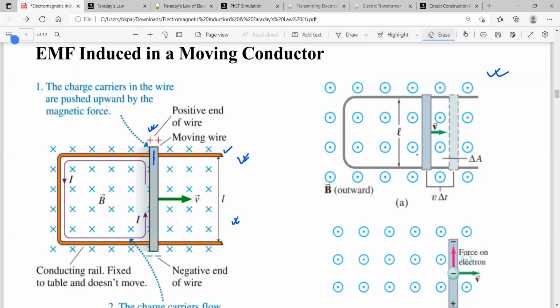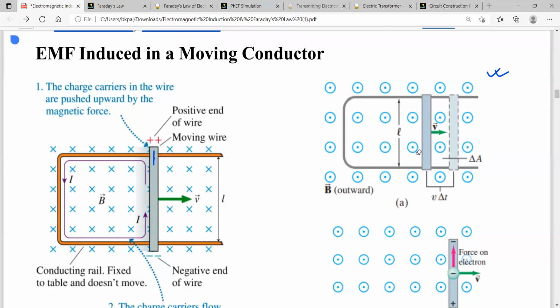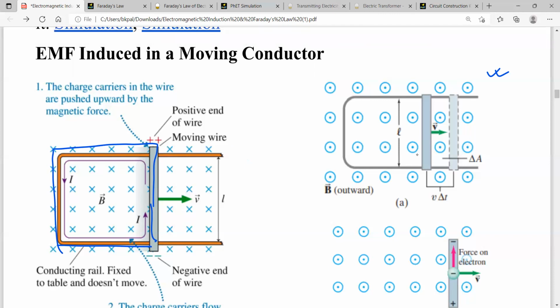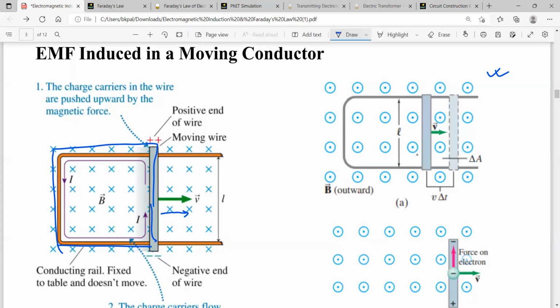Okay, all right. Now here the area of a loop is this one. So this is the loop of area. So this is our loop. Okay, so this is the area. Okay, now if I move this conducting rod in this direction, the new area is now this. Okay, so the new area is now this.